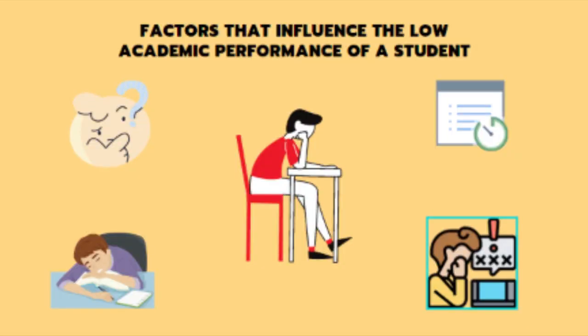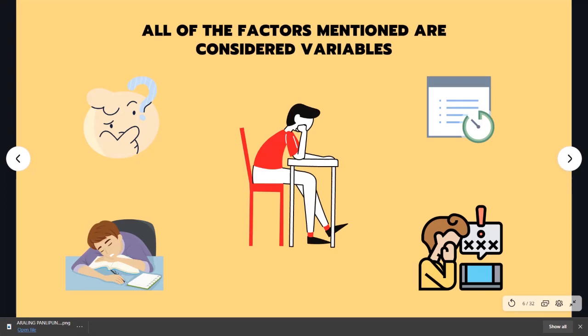Before going further, let us analyze first the given situation. For example, a teacher wants to examine the factors that influence the low academic performance of a student. What would be the possible factors? It can be that the student did not understand the instructions, or instead of studying, the student has just simply slept. Or it can also be that the student ran out of time to finish the test, or the student was not able to focus during the review. All the factors mentioned are considered variables.